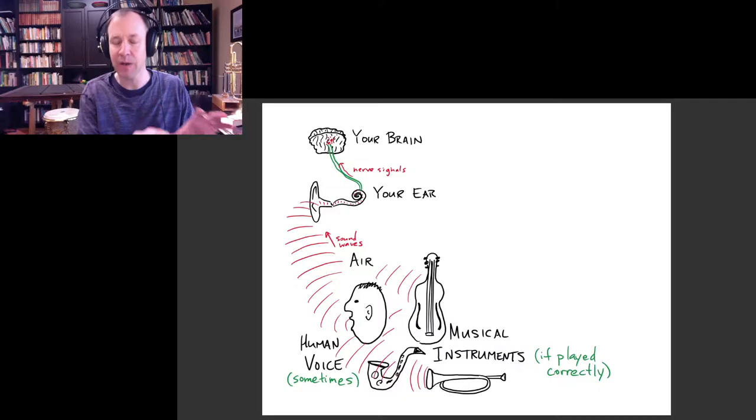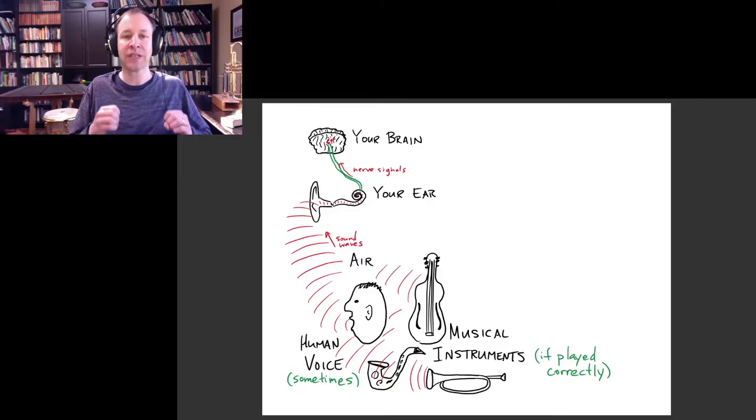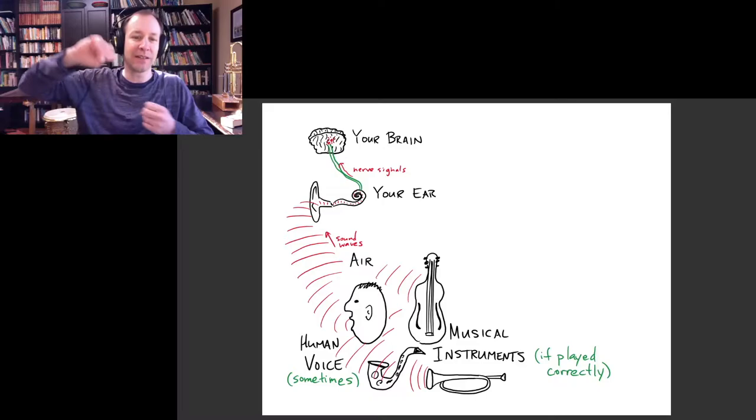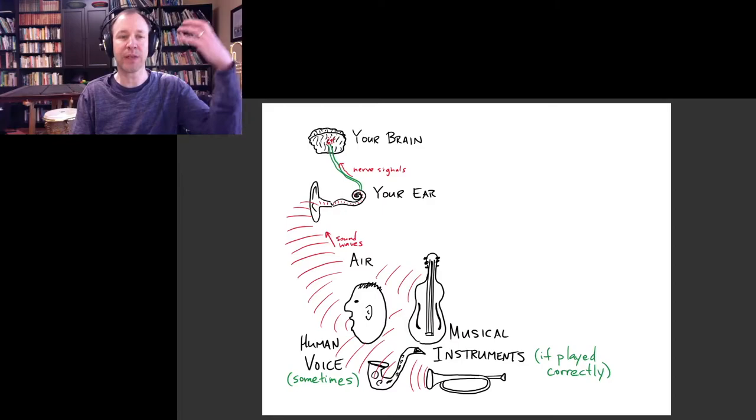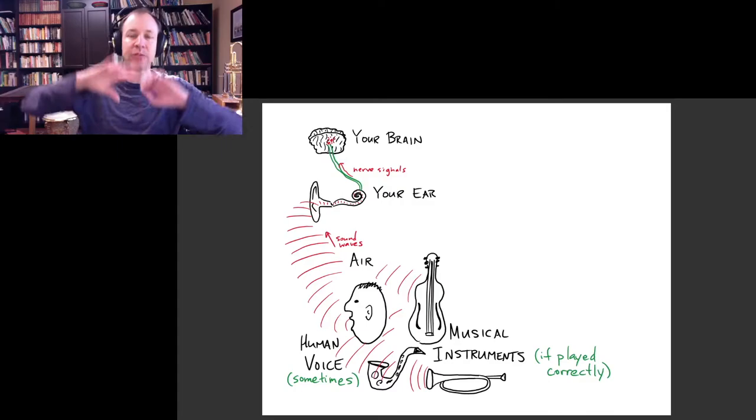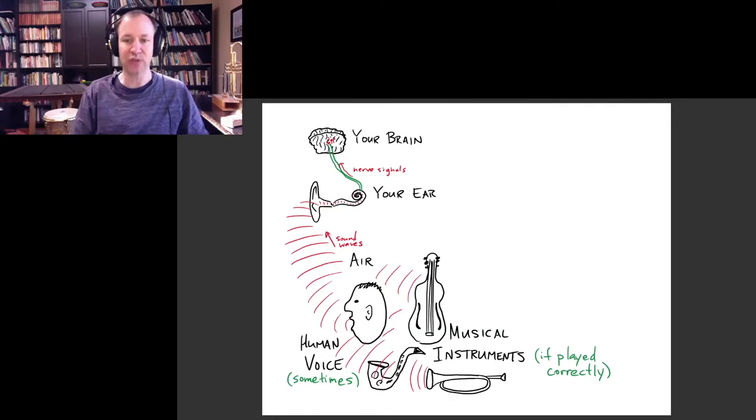There are many things that could create those, from the human voice to various kinds of musical instruments. These might involve strings or tubes filled with air or solid objects like a drum or a xylophone. We understand that if you play these things correctly, if you do the right thing, then these will produce those special sounds that will then ultimately be perceived as music.